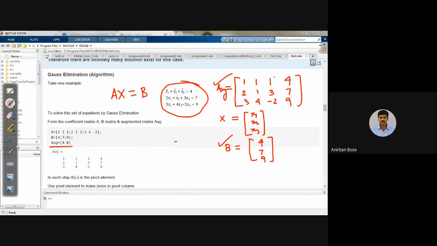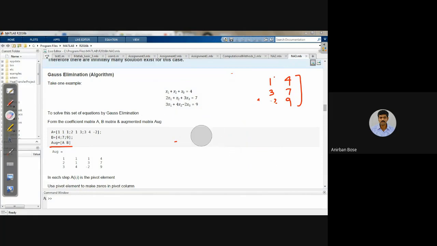Okay, now what is the Gauss elimination algorithm? First, let us try to understand, and then we'll see how to solve it. This part is very important, so give your full attention, please. This is row 1, this is row 2, this is row 3. If you see the matrix, you will understand. This is row 1 of the A matrix.